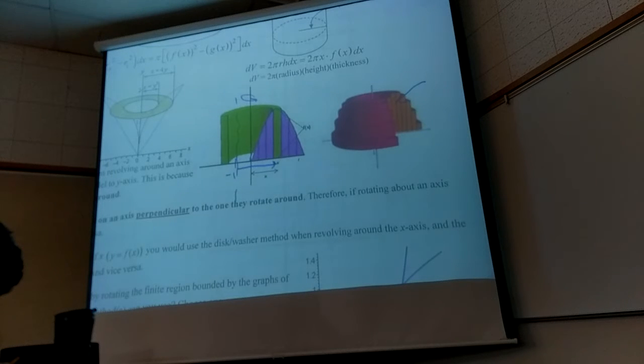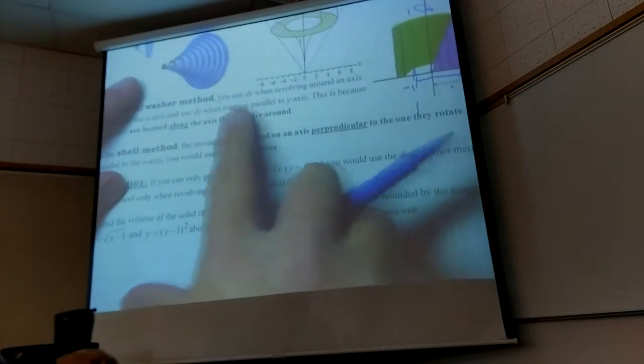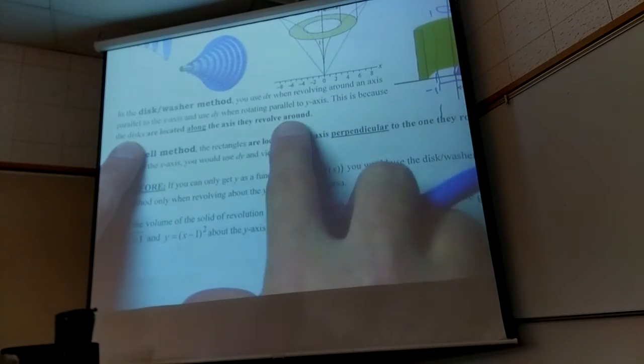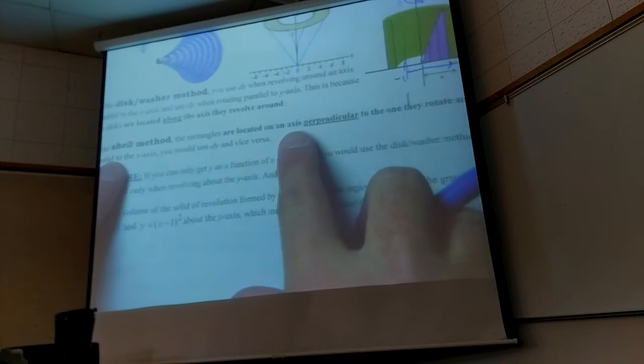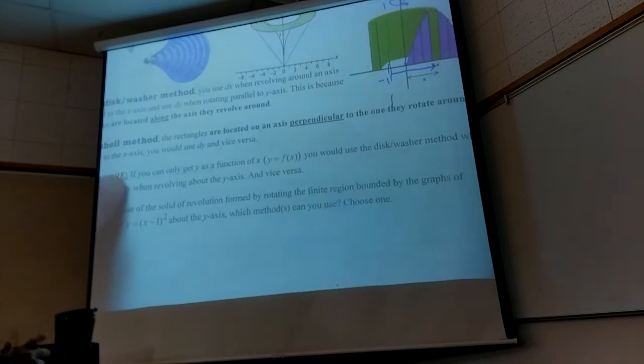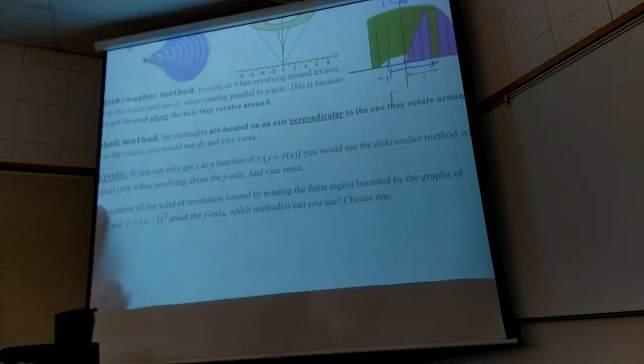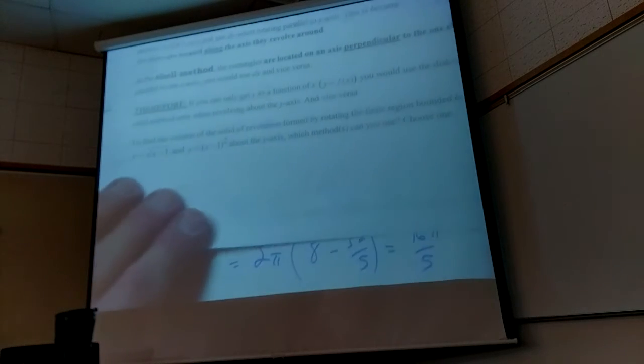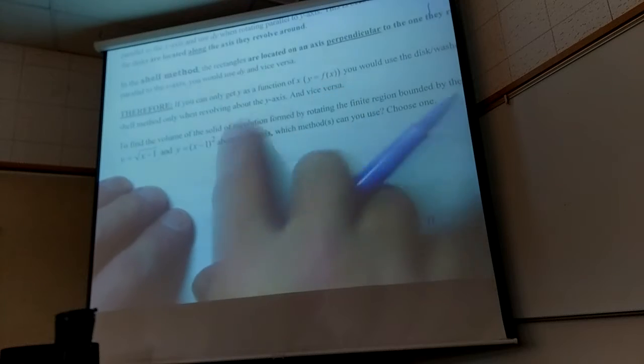Okay, so let's do this. Going to need some more room for this. If you read through there, this captures a lot of what I've been talking about the whole time. The disks are located along the axis they revolve around. Shell method, the rectangle is located in the axis perpendicular. That's why one is dx while the other is dy. And then I give you a little bit of the same stuff we were talking about earlier.